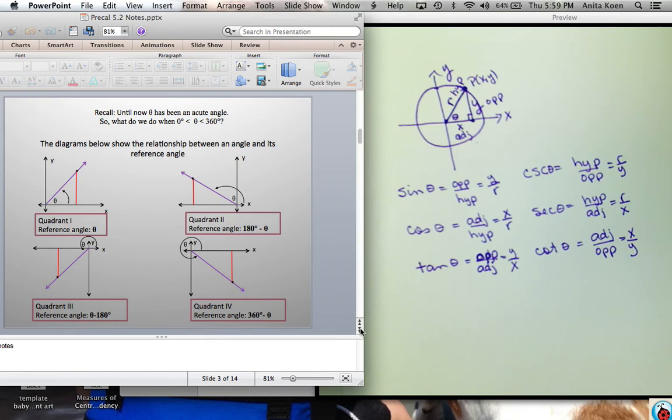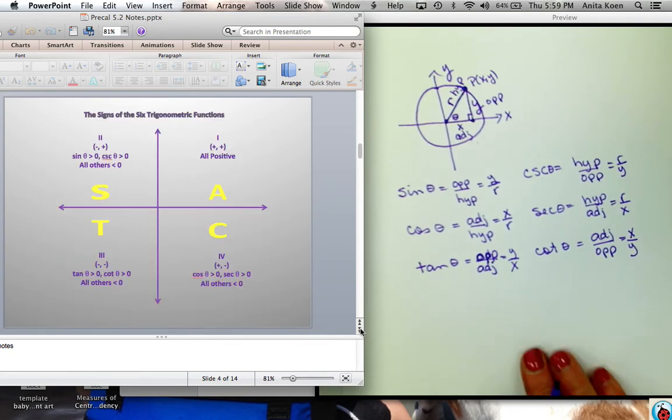One thing I do want to point out to you is when we draw our triangles and our reference angles, notice the red perpendicular line that we're drawing there to the x-axis. That little line always has to be drawn to the x-axis. So in quadrant 1 and in quadrant 2, you're drawing it down to the x-axis, and in quadrant 3 and in quadrant 4, you're drawing them up to the x-axis.